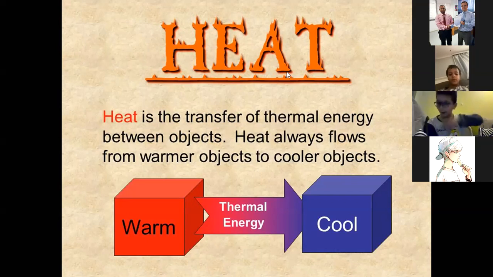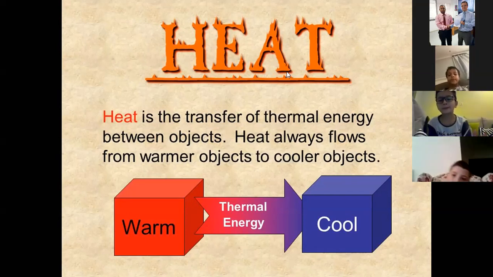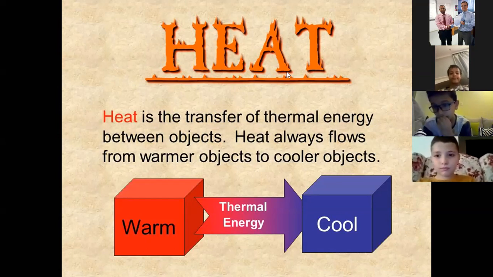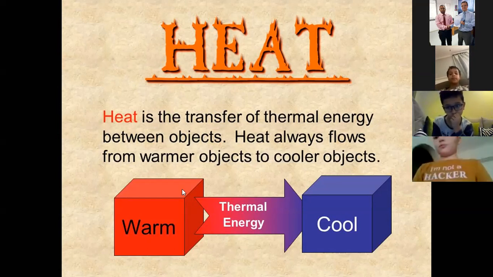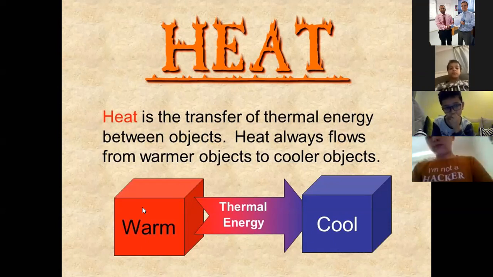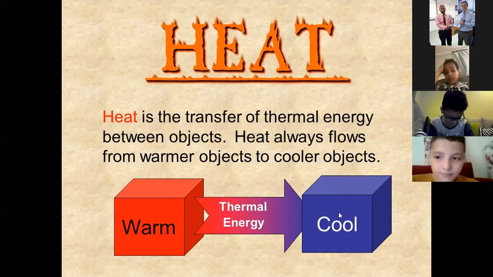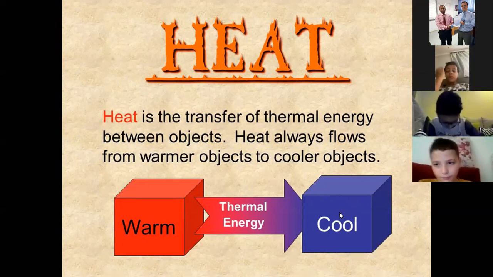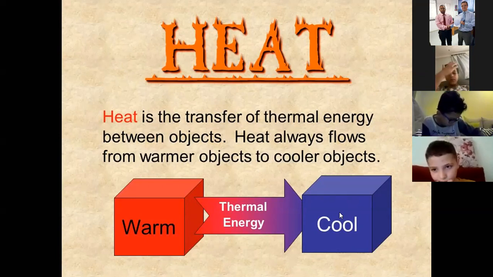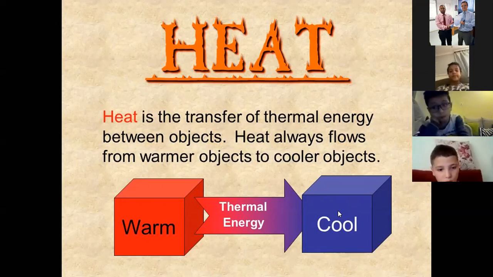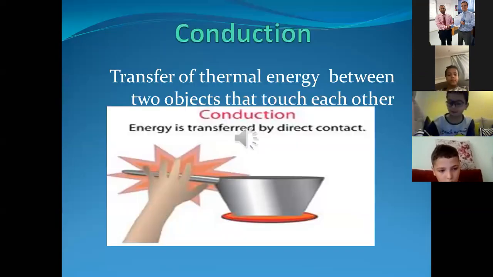You agree with me? Thermal energy transfers from warmer object to cooler object, as you see here in the slide, from the red to the blue one. And thermal energy can travel from place to place in one of three ways: conduction, convection, or radiation. Let's discuss the first one, which is called conduction.